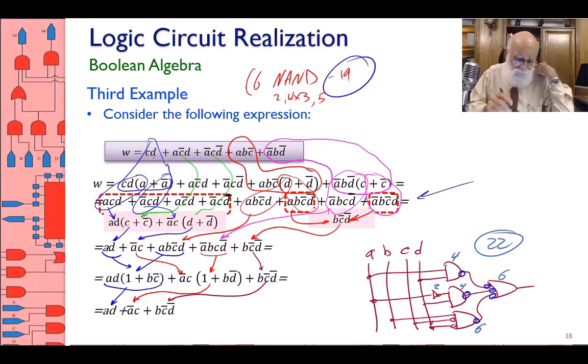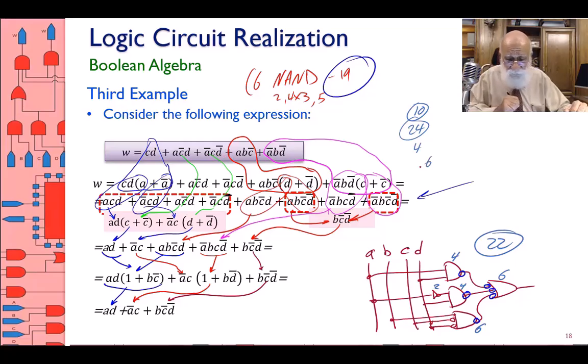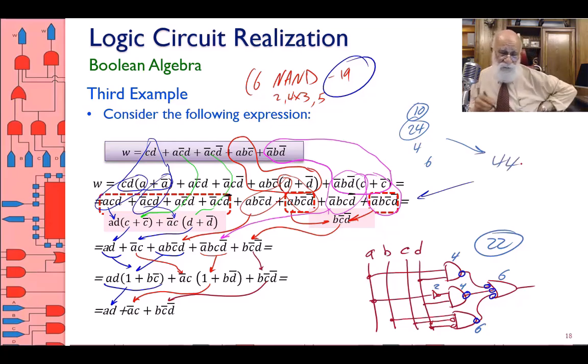1, 2, 3, 4, 5. So I have 10 transistors on the outside. I have 1, 2, 3, 4. 4 times 6, 24 for the 3 input gates. Another 4 for the 2 input gate. And then A is complemented, C is complemented, B is not, D is complemented, 6 transistors for that. And therefore I have 44 transistors.